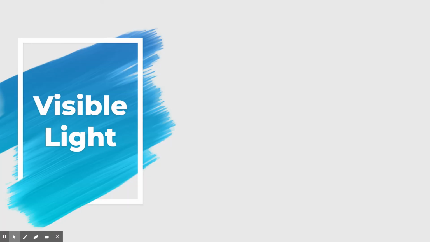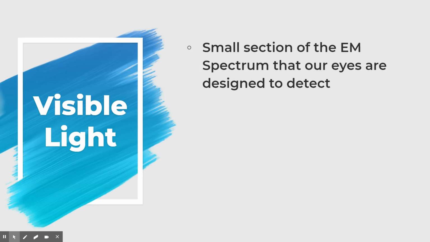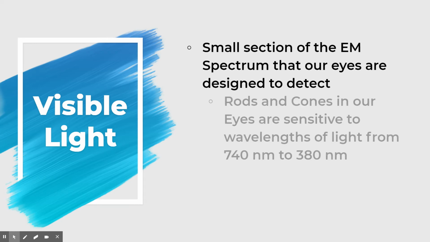That brings us to our next category, which is visible light. Visible light is very special because it's what you and I can see. It's a very small section of the electromagnetic spectrum that our eyes are specifically designed to detect. We can't see microwaves or ultraviolet light, but we can see the brief wavelengths that make up visible light.